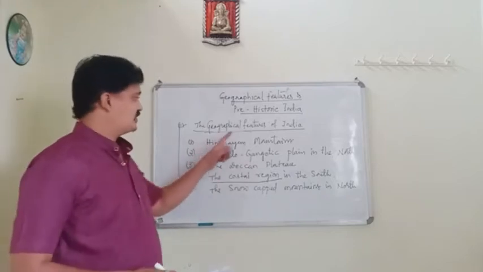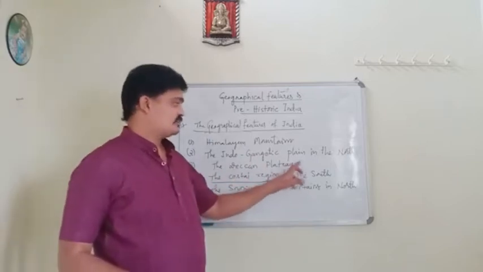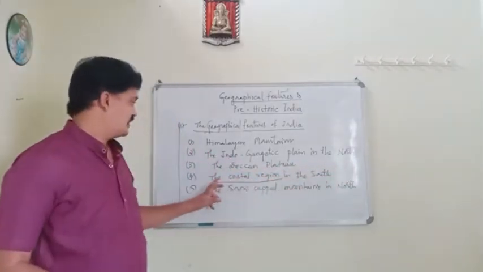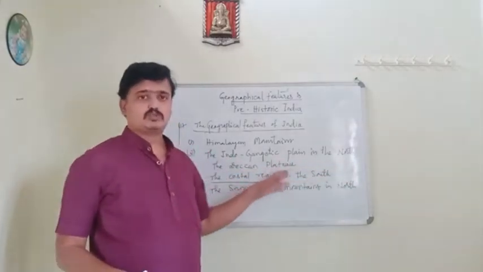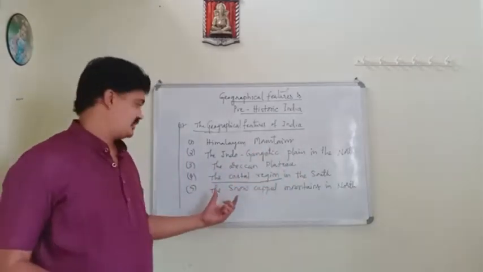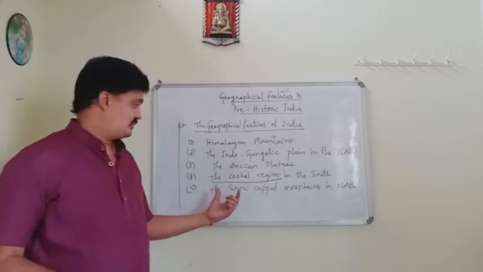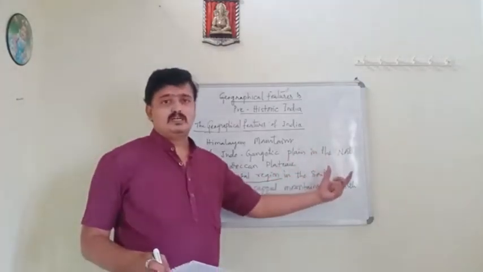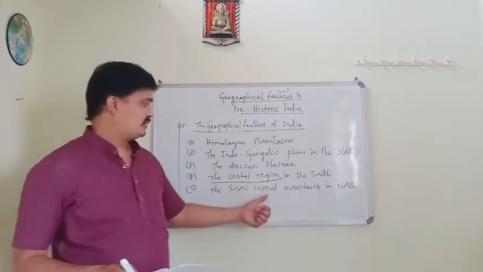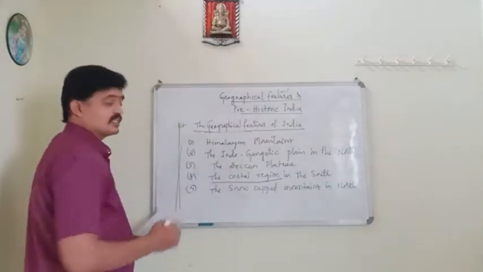Once again I will repeat it. The Himalayan mountains, the Indo-Gangetic plain in the north, the Deccan plateau, which is also subdivided into two, the Malwa plateau and the Deccan plateau. The coastal region in the south is also subdivided into two, the eastern coastline and the western coastline. The eastern coastline we call the Coromandel coast, and the western coastline we call the Konkan and Malabar coast. And the last one is the snow-capped mountains in the north. So these are the geographical features of India.